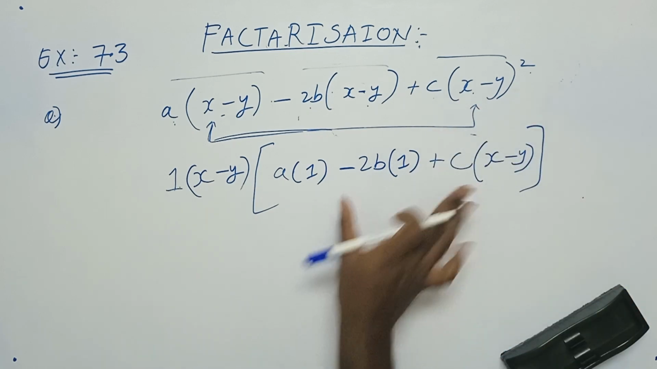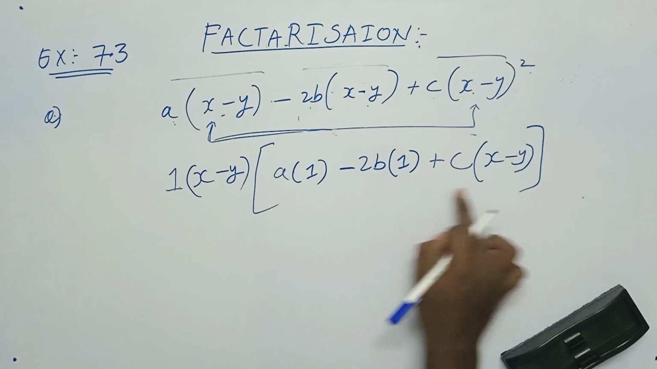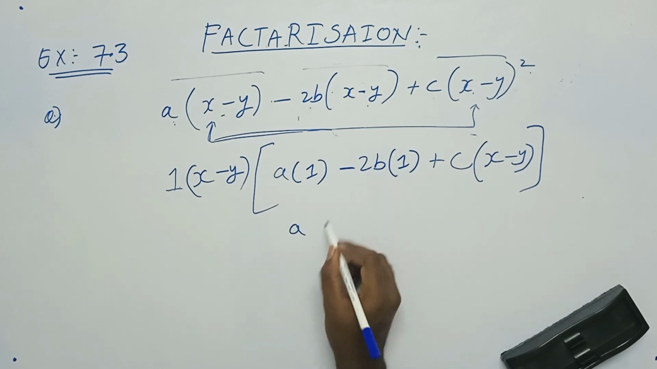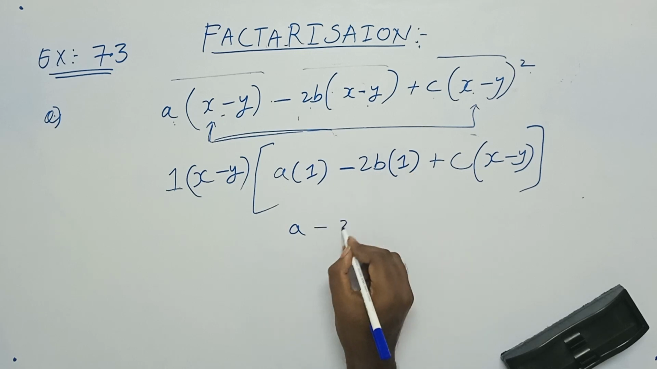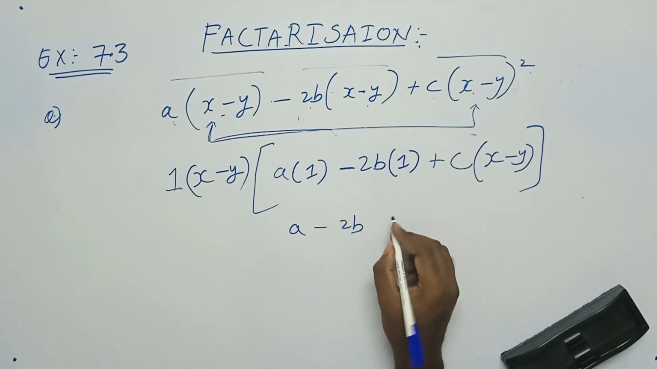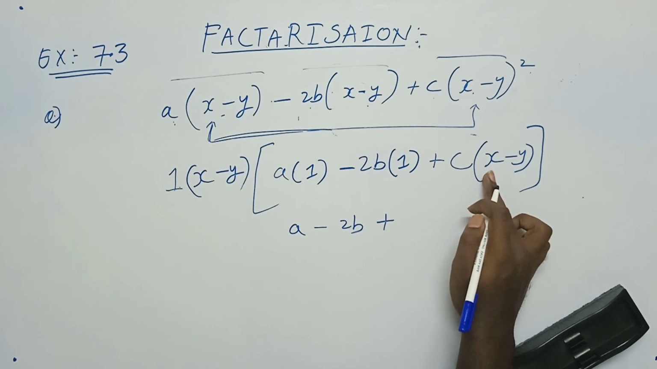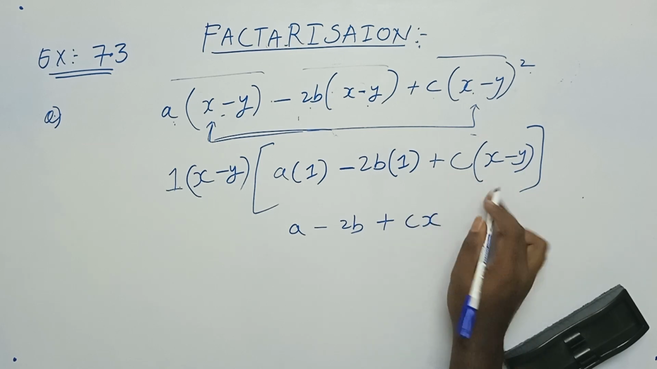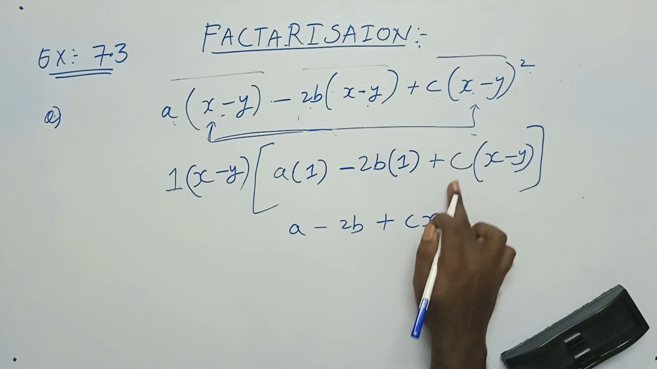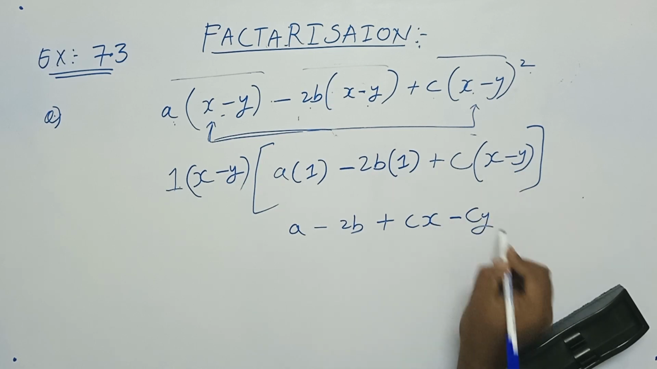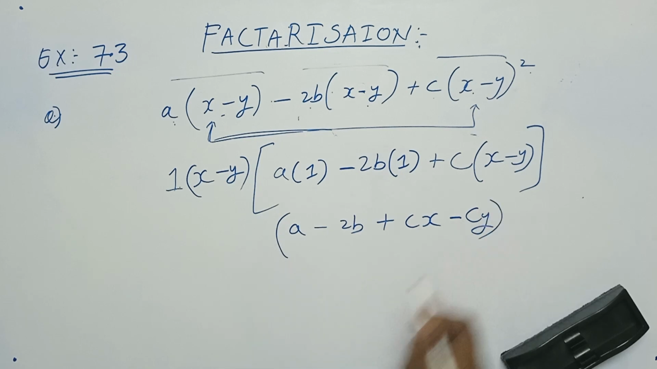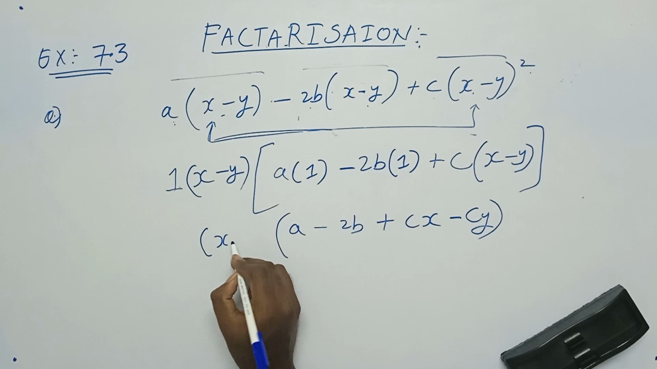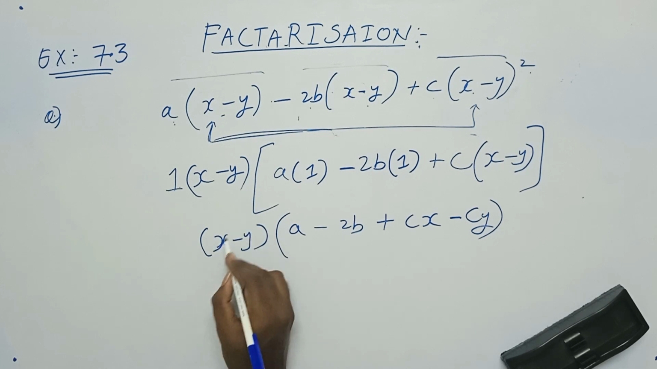So now we have got this expression, and we are going to solve within the bracket. a into 1 is a, −2b times 1 is −2b, plus c into (x − y), that means cx, and here we have a minus sign, so we keep minus, c into y, cy. That means you got an expression, and here you have another expression which is multiplying with this expression, which is (x − y).